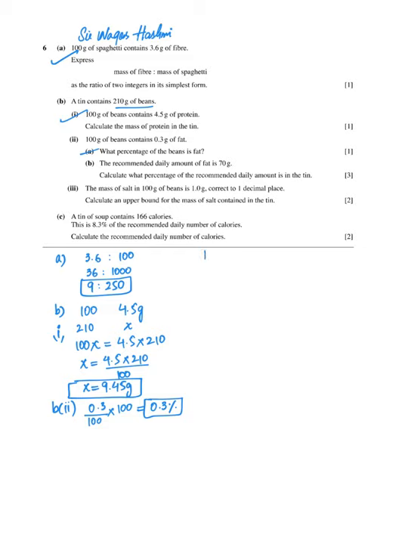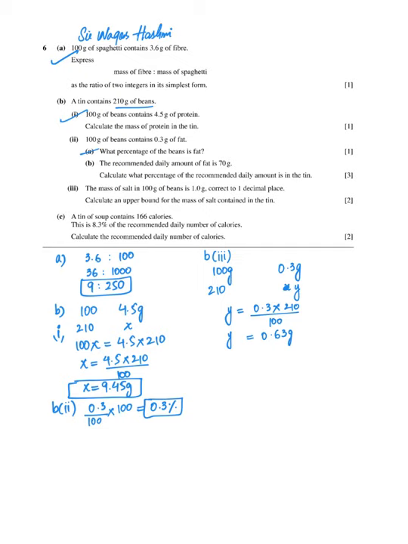All right, for B part 3. First thing, it says that in 100 grams of beans, the amount of fat is 0.3 grams. That is given. So if a tin has 210 grams, what should be the amount of fat in it? First we need to find out the value of, let's say I'm not picking x because I've already used it, so let's suppose it's y. So y equals 0.3 times 210 divided by 100, which equals 0.63 grams. That should be the amount of fat in 210 grams of beans.